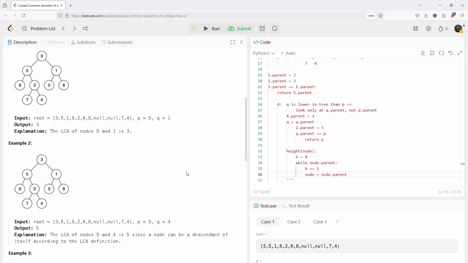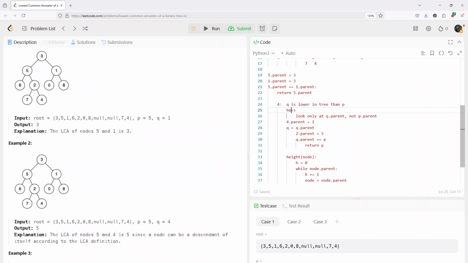So in this case, we could just say q is lower than p, which is the same as height of q is greater than height of p. Then we would look at q dot parent, not p dot parent.